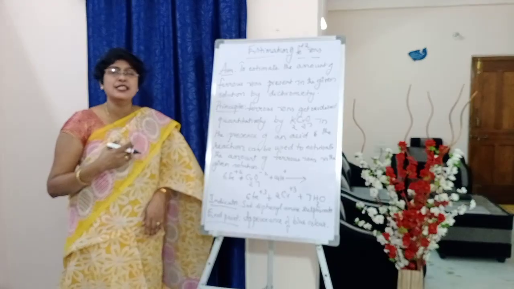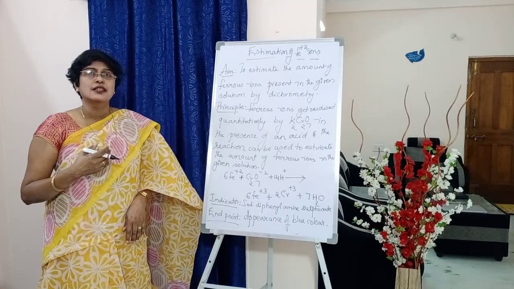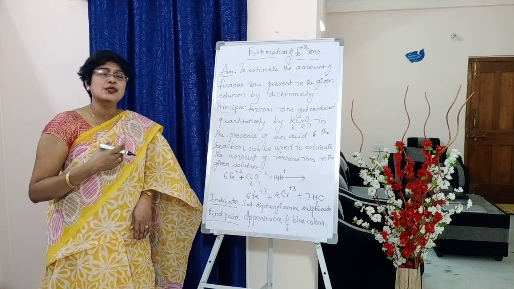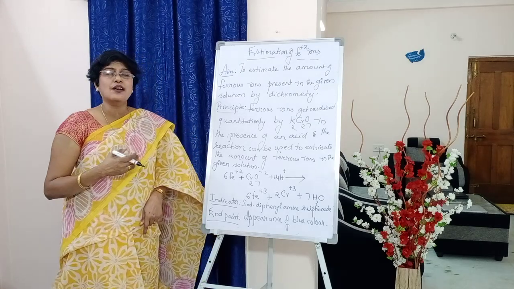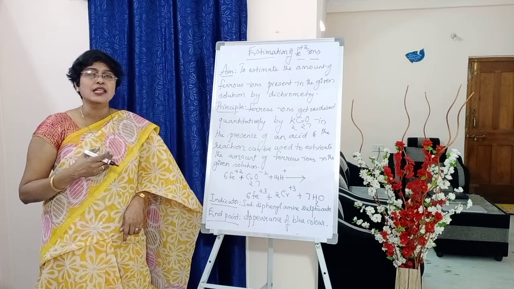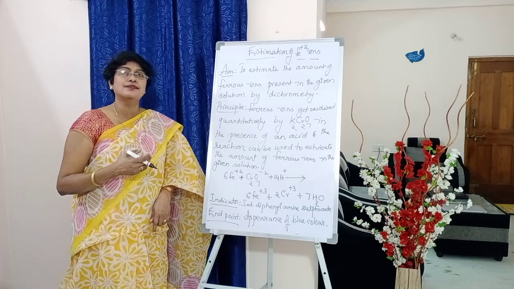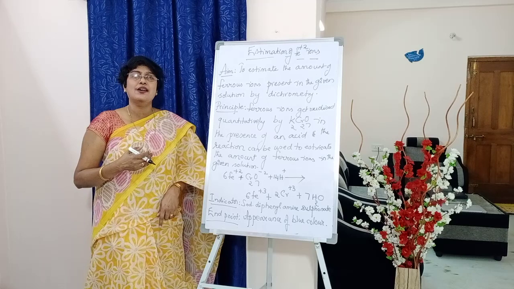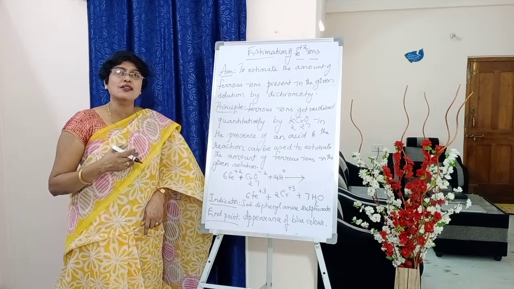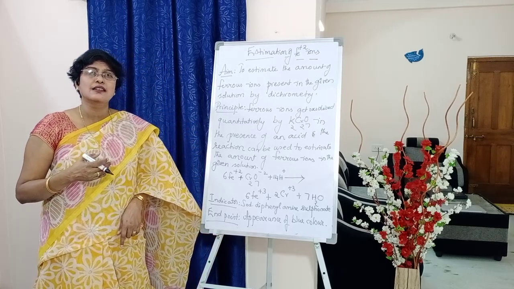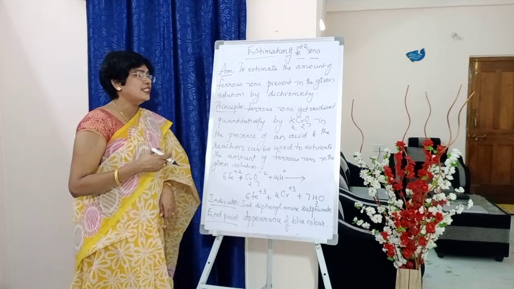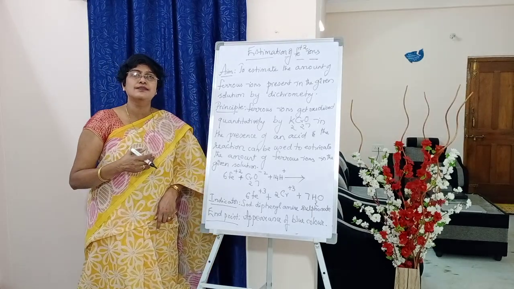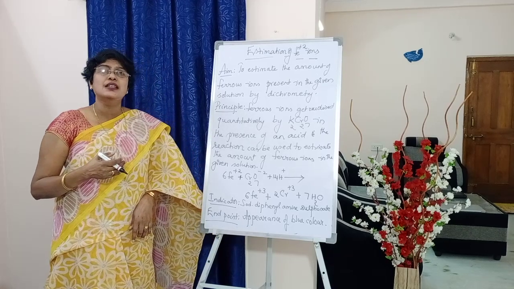Next comes principle. This is the most important part, principle. So what is the principle of this experiment? Write down: ferrous ions get oxidized quantitatively by potassium dichromate.